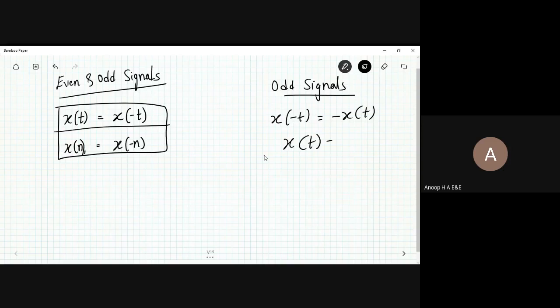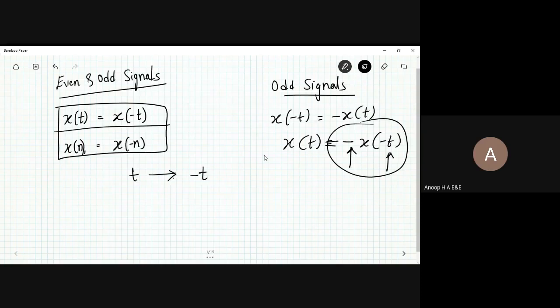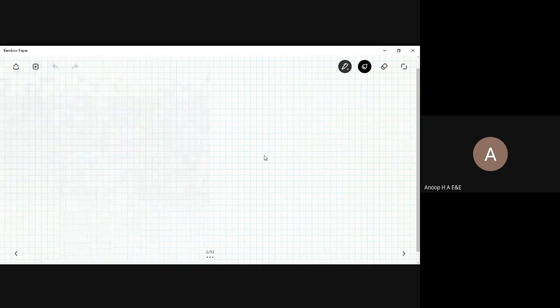Next, x of t, if I want to write it, is minus x of minus t. Here you will observe this minus and the minus associated with the time parameter, and that is to be expressed. So what needs to be done? First step, you need to change t to minus t. Next, what you need to verify is whether this signal has the same values even if it is multiplied by minus 1, the original signal. So let me give you an example of an odd signal right now.